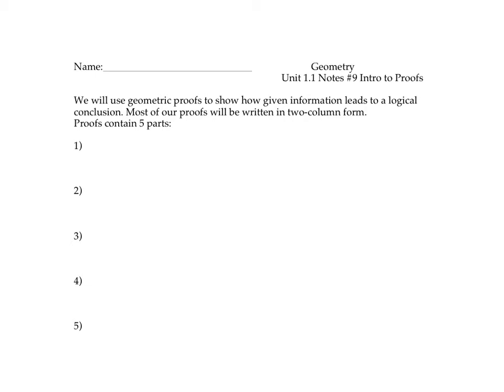So in other words, everything we say has to be justified, or we have to have information to back it up. Before we get into writing our first proof, let's talk about the components of a proof. Now, proofs can be made up of 5 different parts, but they may not contain all 5 of these parts.